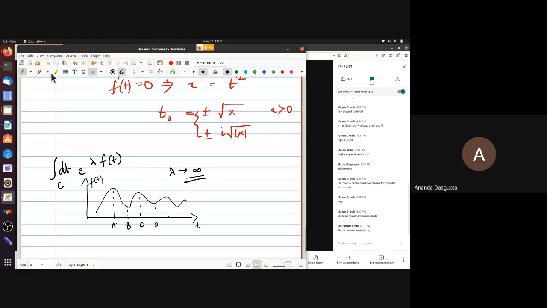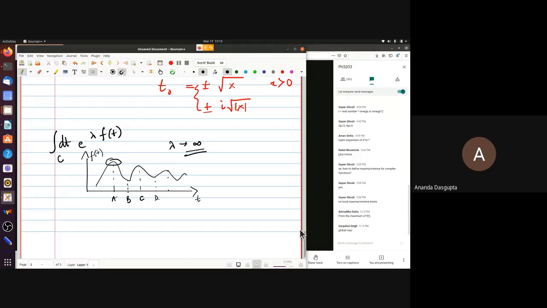Well, let me even make it simpler. Okay, Anuruddha said from the maximum of f(t), of course, you will get contributions from each of the local, in fact, you should get contributions from every point. However, because you're exponentiating the function with a very large positive coefficient, lambda, you would expect most of the contribution to come from near this region, from near the global maximum. And this is basically the idea behind this method.